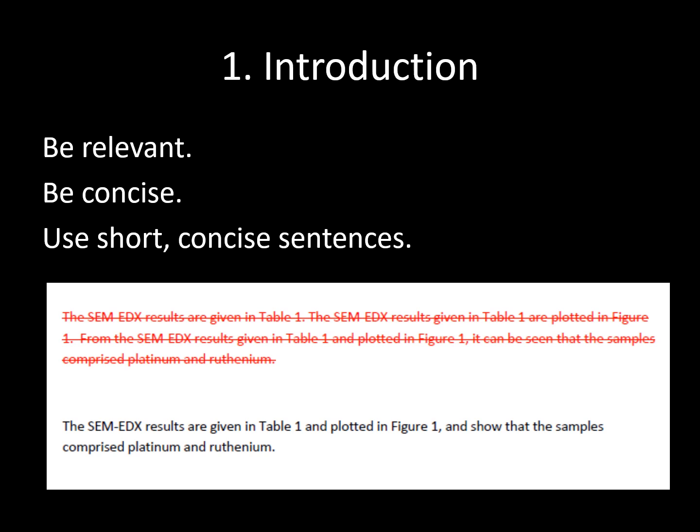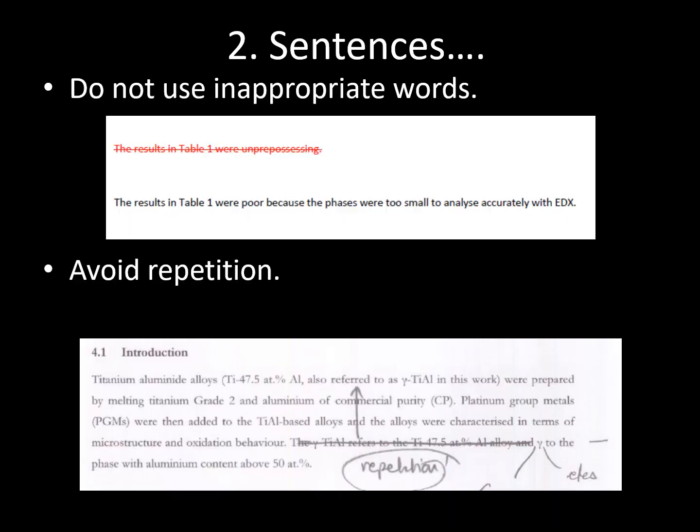Your introduction, this is really important. Be relevant, be concise, use short, concise sentences. This one is using short sentences, but there's a lot of repetition here, okay? So you can rather have a slightly longer sentence, but actually say things much more succinctly and clearly. And in your sentences, don't use inappropriate words. Some people seem to think that you've got to use unusual words to sound learned or something. No, scientific communication is all about being succinct and clear.